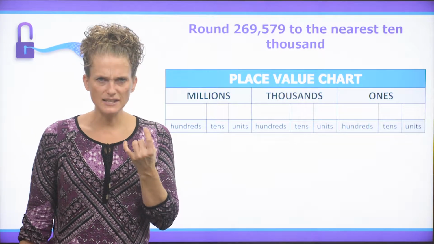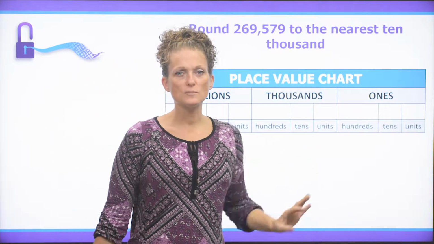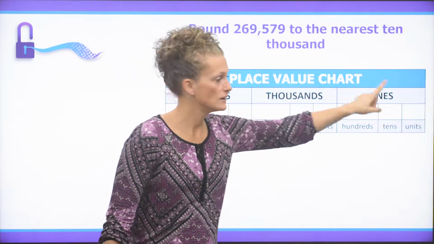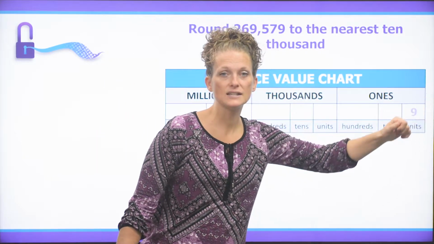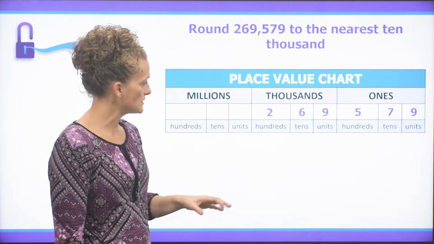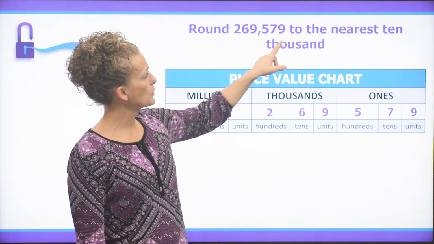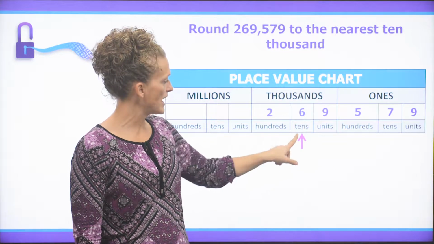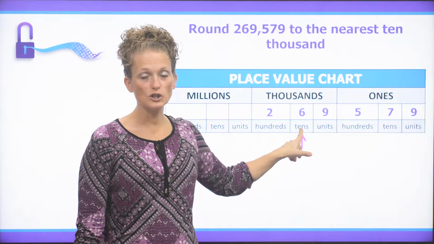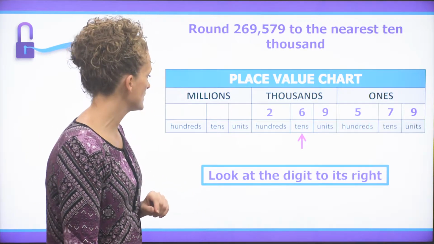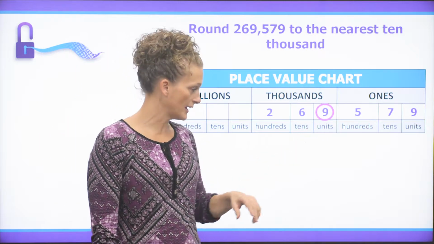In case I can't figure it out right away, I'm going to use my trusty old place value chart. Start with the rightmost digit, place it in the rightmost box, and go to the left. All right, so every digit has its own box. Now, we're looking for the nearest 10,000. So that is right here. So we're looking at the 6. So the second step tells us to look to the digit that is to its right. So that is the 9.